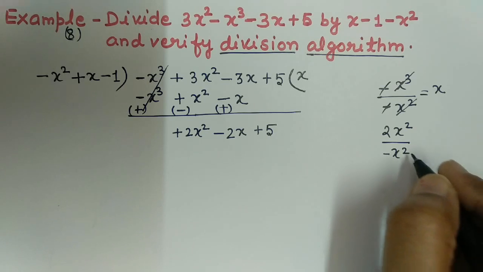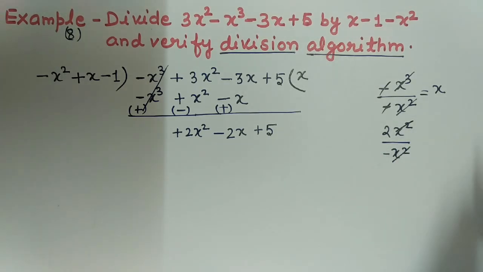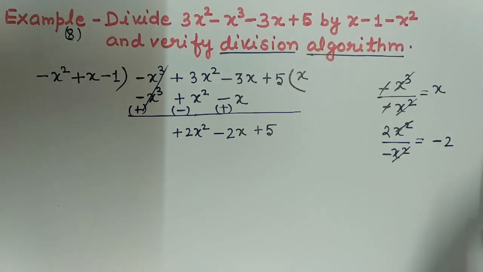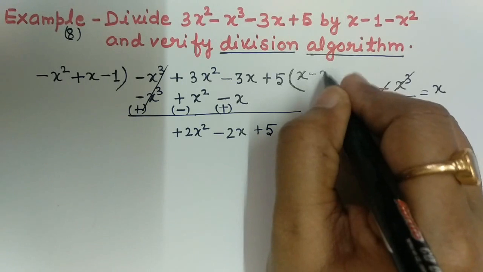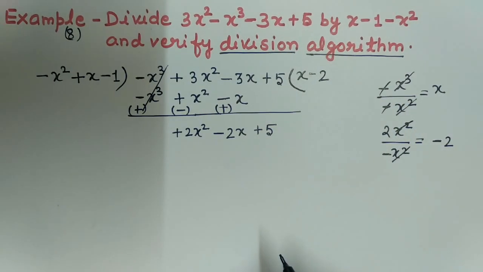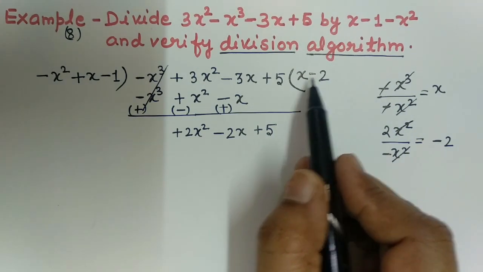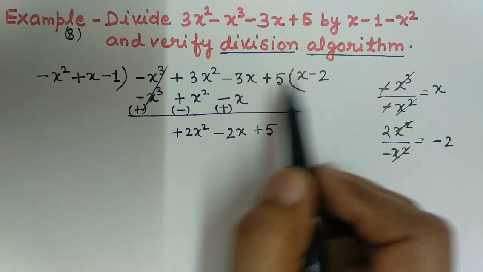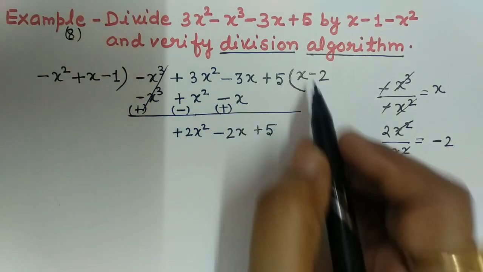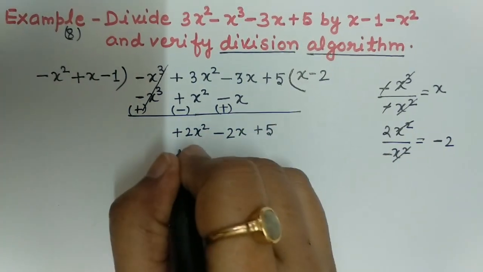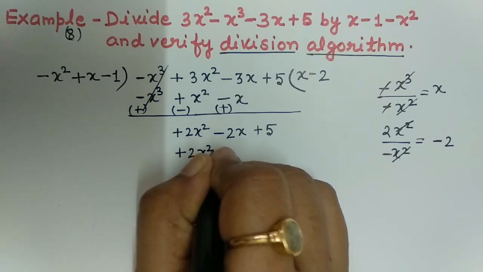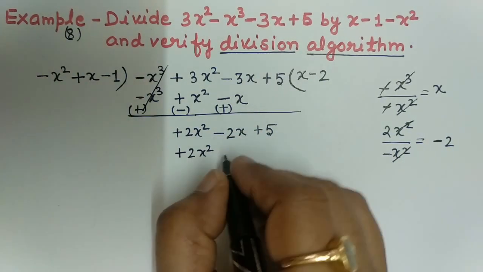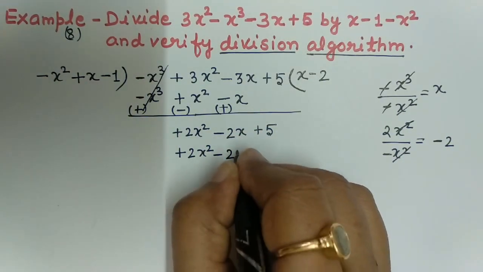minus x square. Okay, so what do I get, x square से x square cancel हो गया, ये नीचे minus है ऊपर 2 है, so I will get minus 2. So I write this minus 2 in the quotient portion. Now I will multiply this minus 2 with each term of the divisor. So when you multiply this minus 2 with minus x square, you will get plus 2x square. When you multiply this minus 2 with this x, you will get minus 2x.